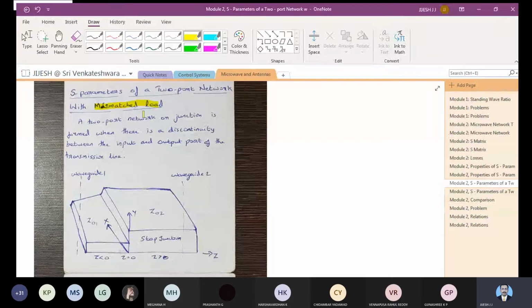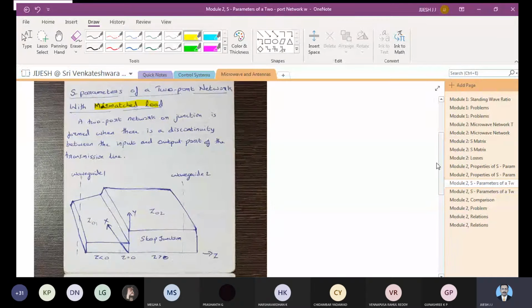In the same way, when you are using microwave devices, you have two-port network devices. If there is a change or discontinuity between the input and output ports, then it will lead to a mismatch of the network. So this is what we will be seeing: a two-port network, or a junction, formed when there is a discontinuity between the input and output port.